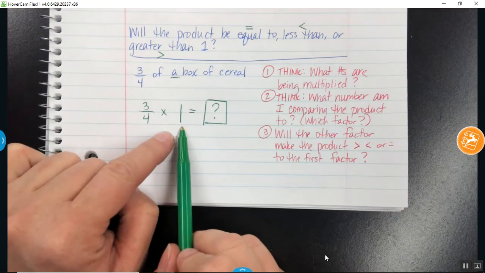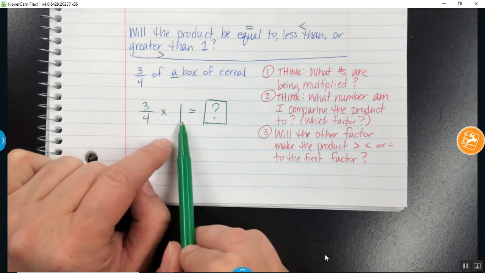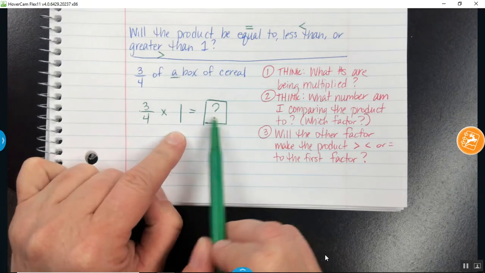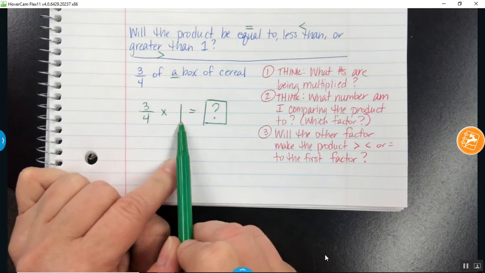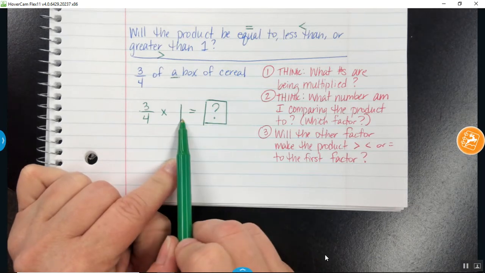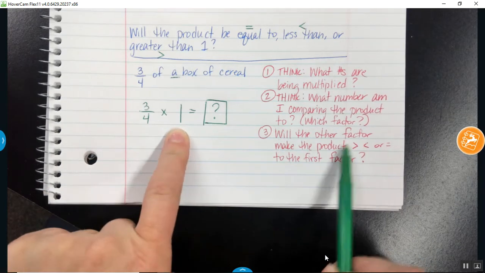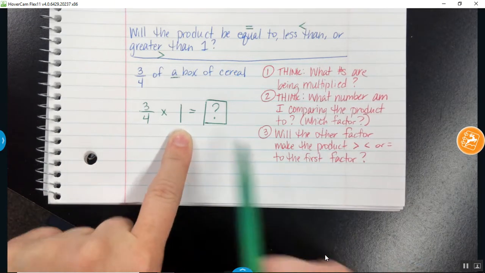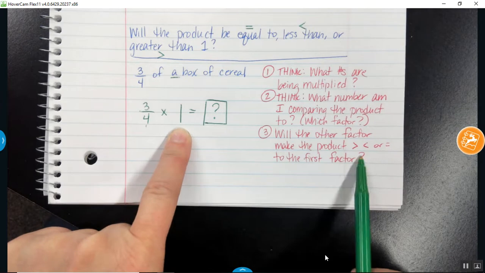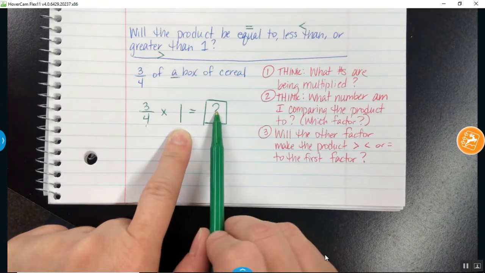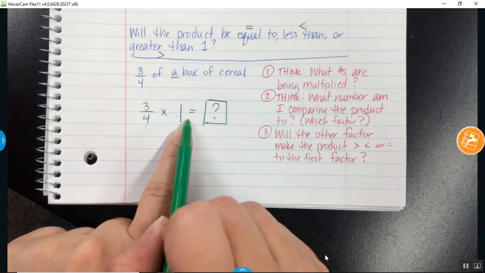So I'm comparing the product that I don't know to the number 1. Will this be greater than 1? Will this be less than 1? Will this be equal to 1? I don't know. Look at the other factor. Will the other factor, this one, make the product greater than, less than, or equal to the first factor?